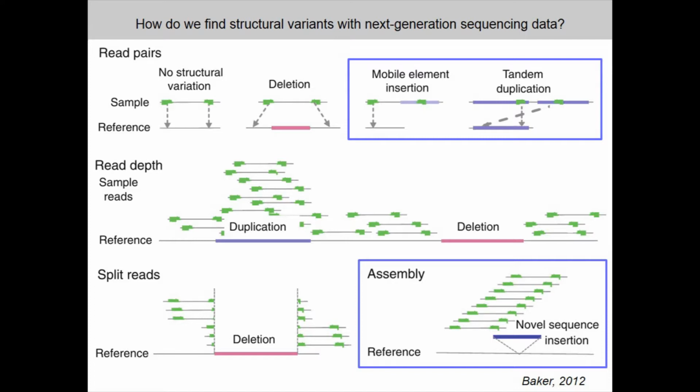Finally, one of the most useful things for us at least is that you can assemble these reads de novo and then map those to positions in the genome. And this gives you basically nucleotide level resolution of novel insertions. And we don't have to know the insertion beforehand. We can actually find out what the new sequence is.